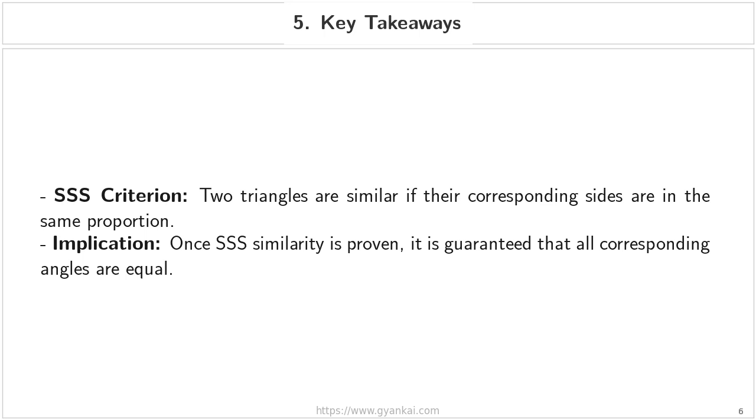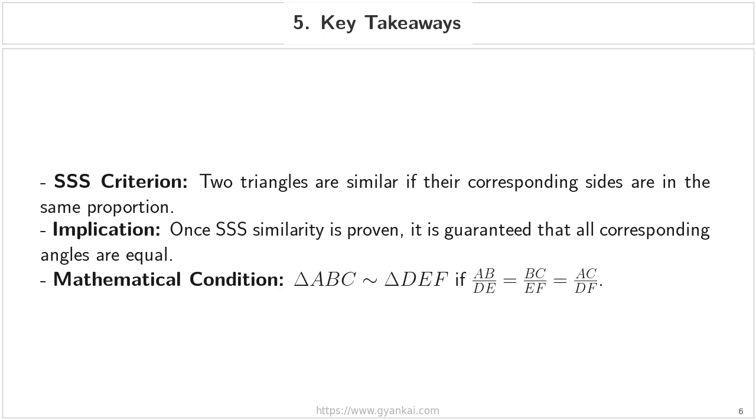Third, let's look at the mathematical condition one more time to ensure you can write it out correctly in your proofs. We say that triangle ABC is similar to triangle DEF if the ratio of AB over DE equals the ratio of BC over EF, which also equals the ratio of AC over DF.